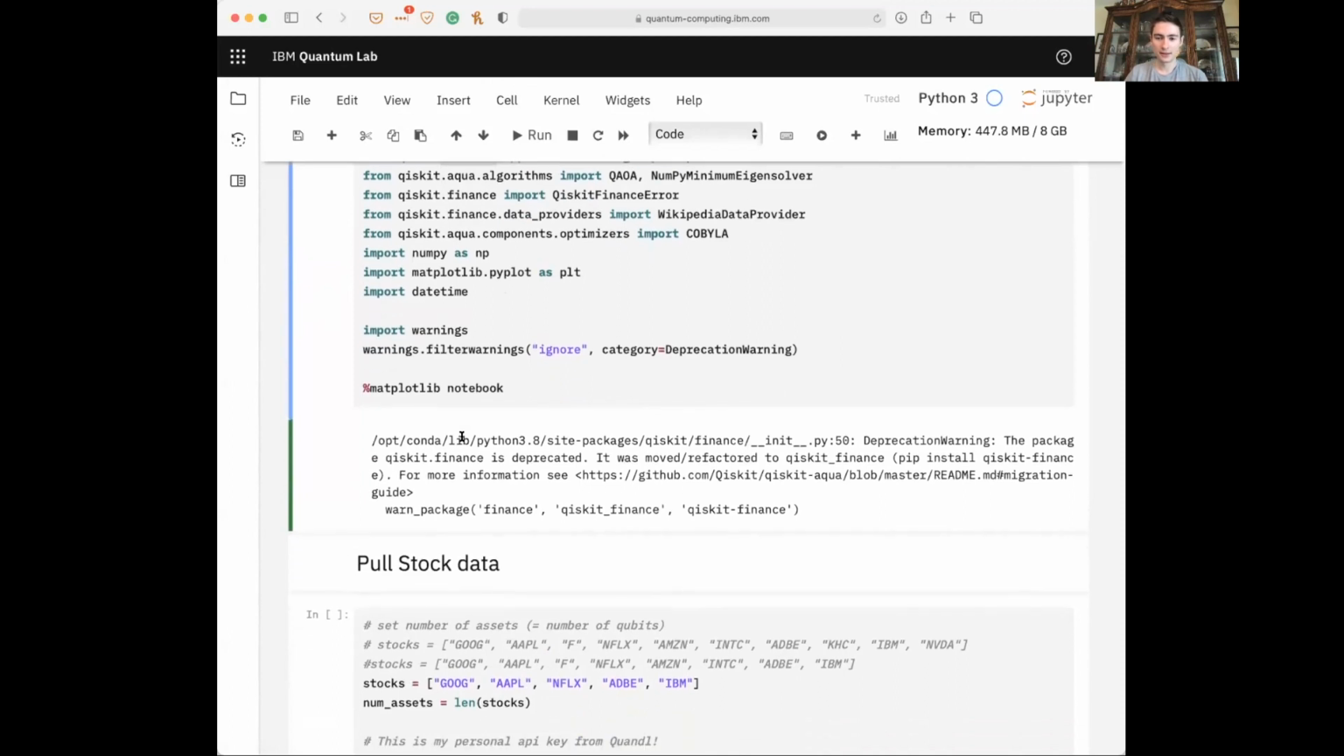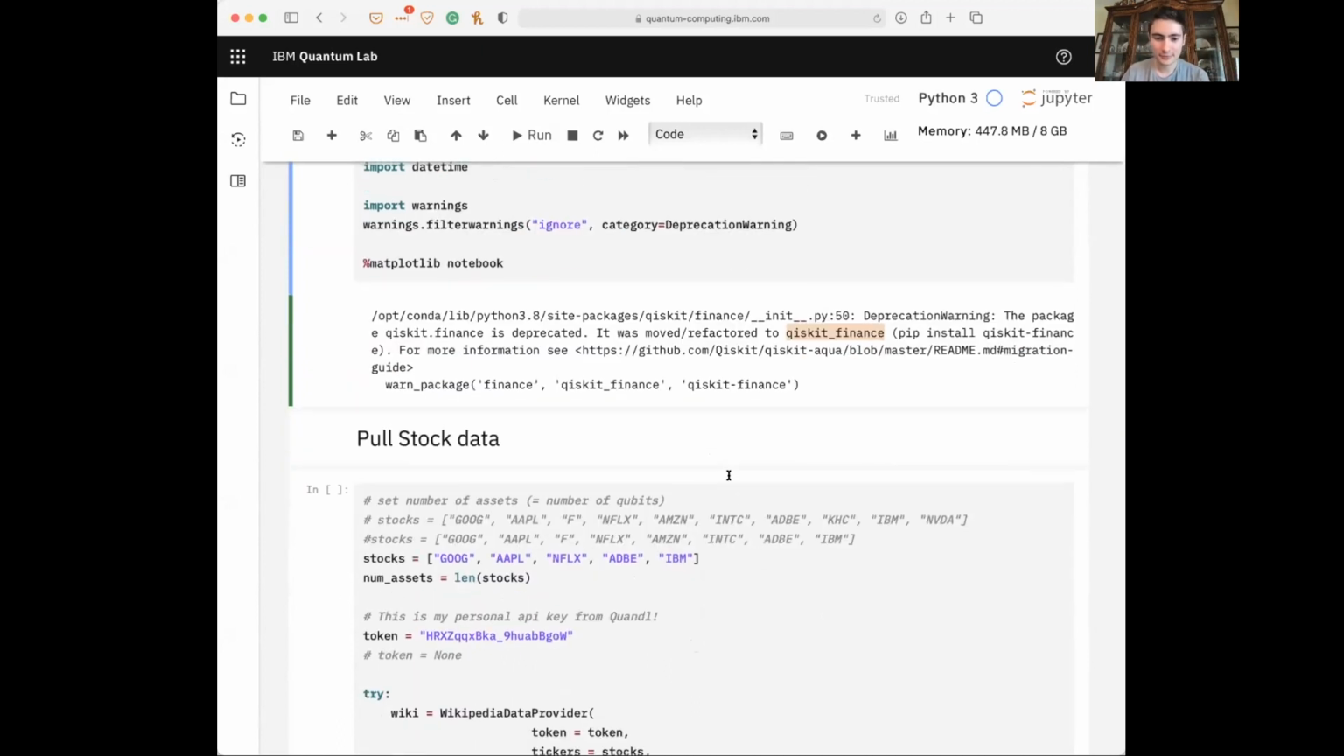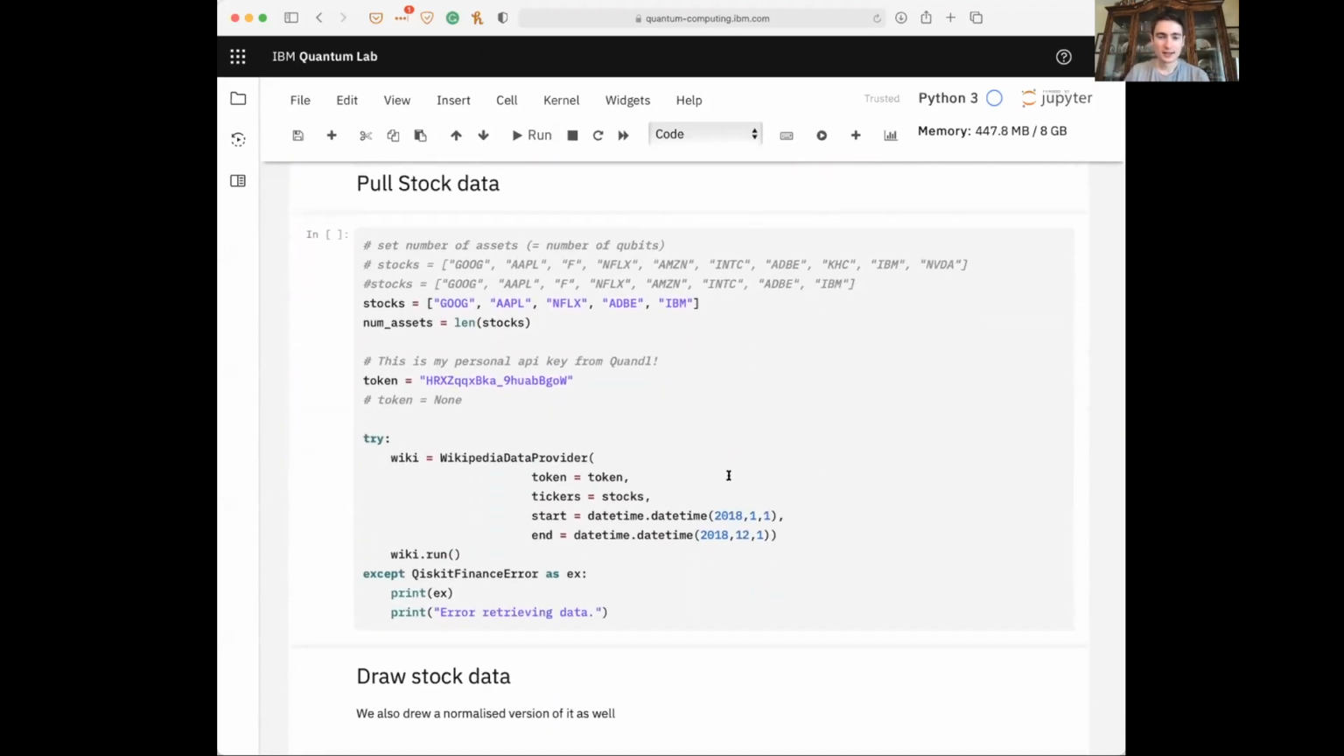Okay. So here we get a little bit of a warning. It's a deprecation warning. Generally speaking, warnings are not the end of the world as long as it's not an error. So you can see here it's saying Qiskit.finance has been moved to Qiskit_finance. That doesn't seem too important. Okay. So let's keep going.